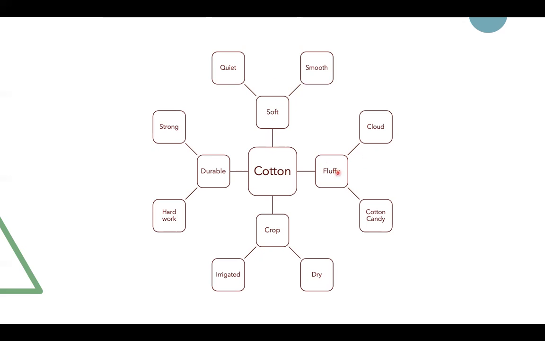Next was fluffy, which of course, fluffy, I think of like a cloud or cotton candy. Cotton is also a crop. So it made me think of, we have irrigated fields and then dry fields out here. Gets into some sustainability issues, things like that. Cotton is also durable, so that made me think of strong and hard work. And then from here, I might go on.